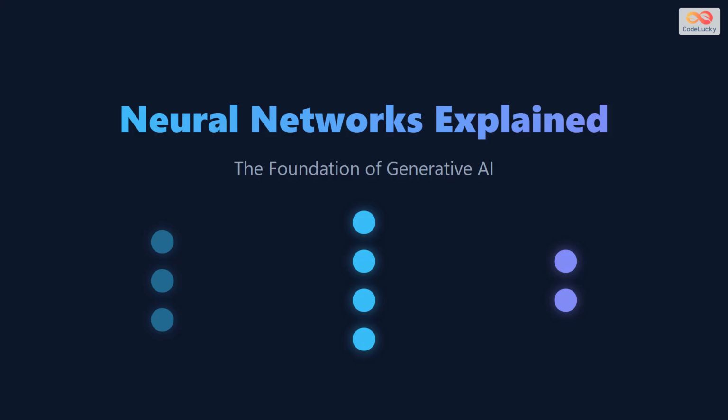Welcome. Today, we are going to demystify the core technology behind the generative AI revolution, neural networks. You have likely heard the term, but what exactly are they? In simple terms, they are computer systems inspired by the biological networks in our own brains. They are the foundation that allows computers to recognize images, translate languages, and even generate art.